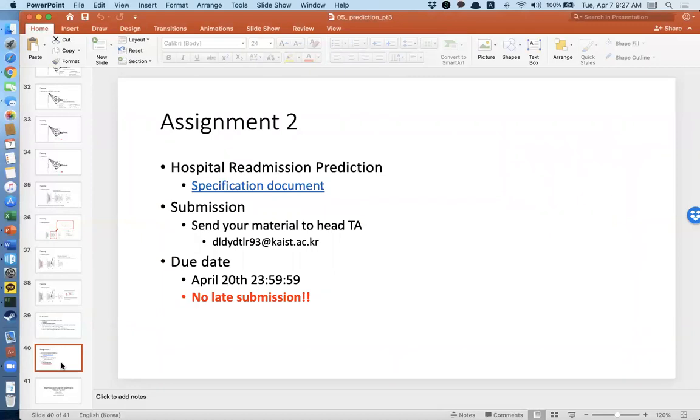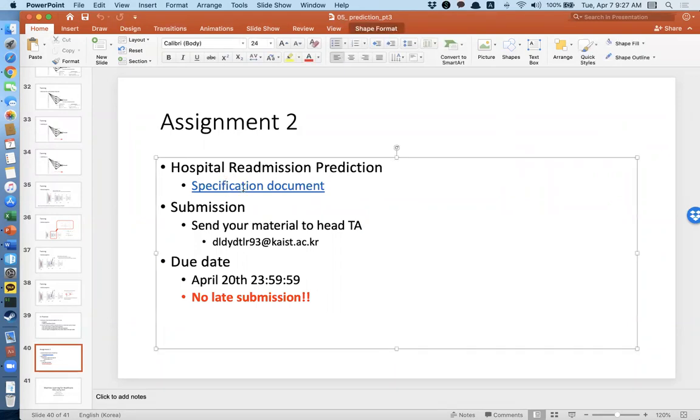All right, so time to talk about assignment 2. I hope everybody's ready to do assignment number 2. It's been quite a while since we did assignment number 1, which was just training. So this is more of a coding practice, I guess. So what we're going to do is hospital readmission prediction.